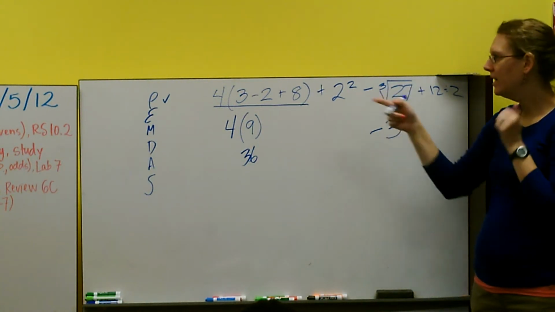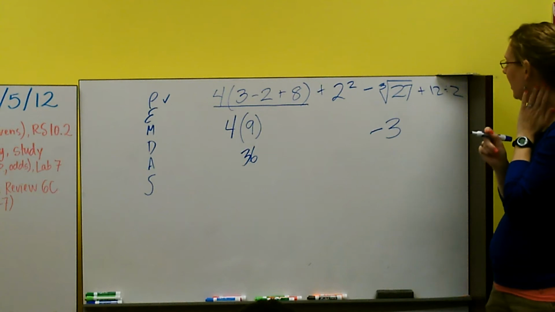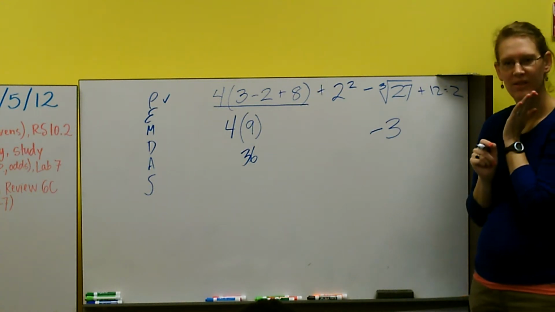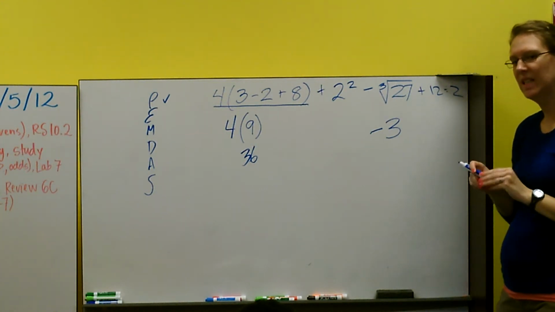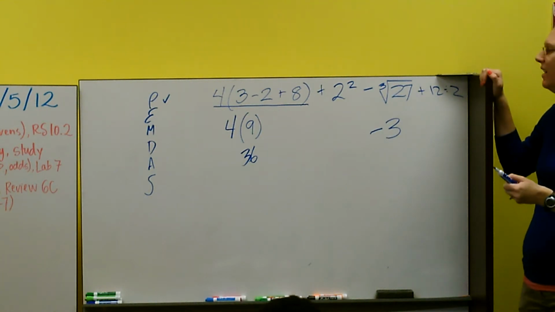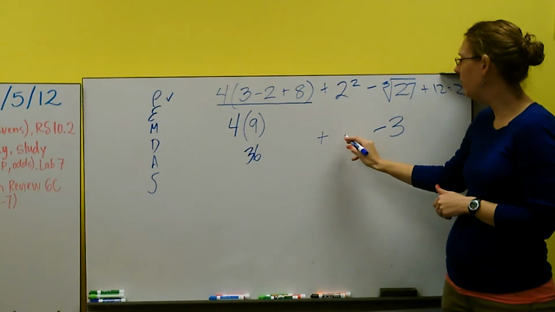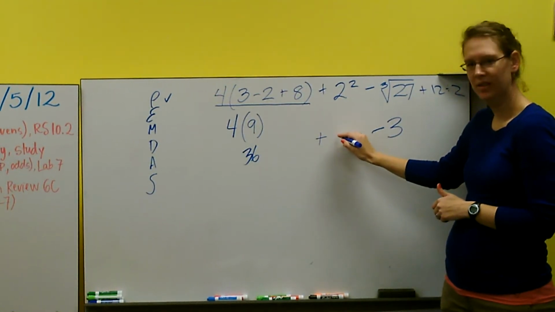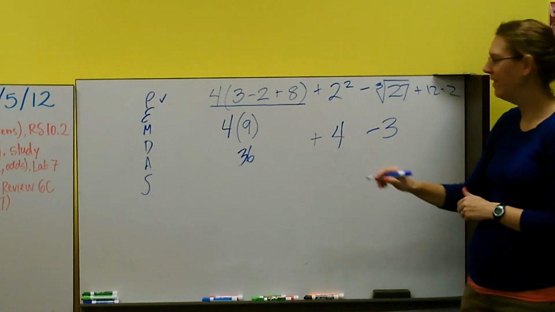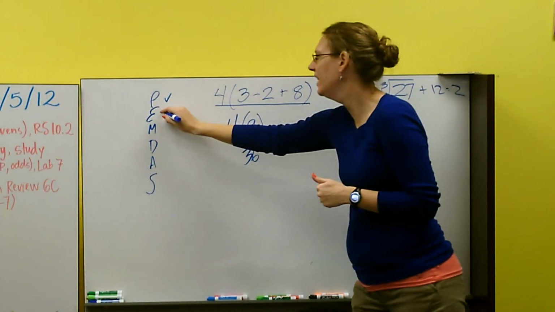So Portia, take care of all of the exponents for me. Take care of one. It's the only radical sign. So 2 what? 2 to the second power. So I need to do plus 4. Good. All right. You're off the hook. You took care of E.